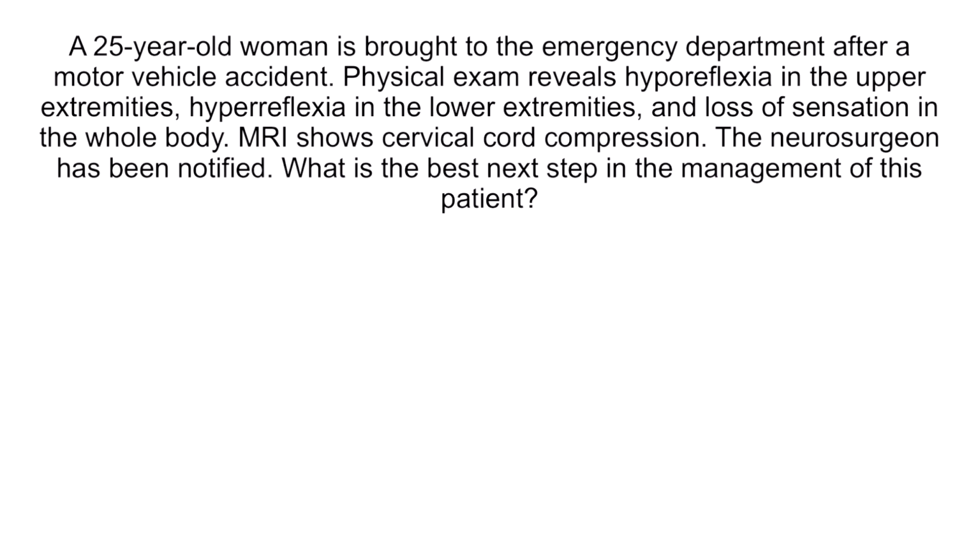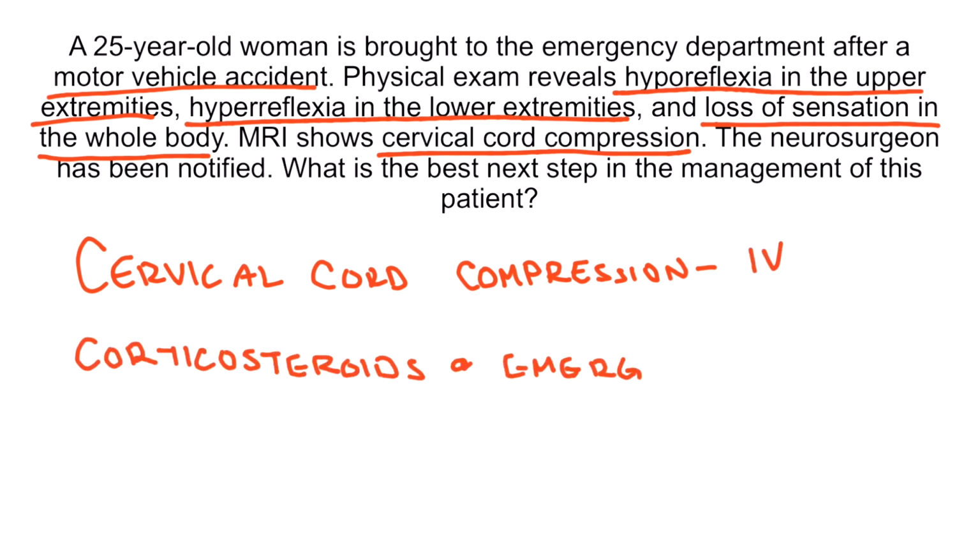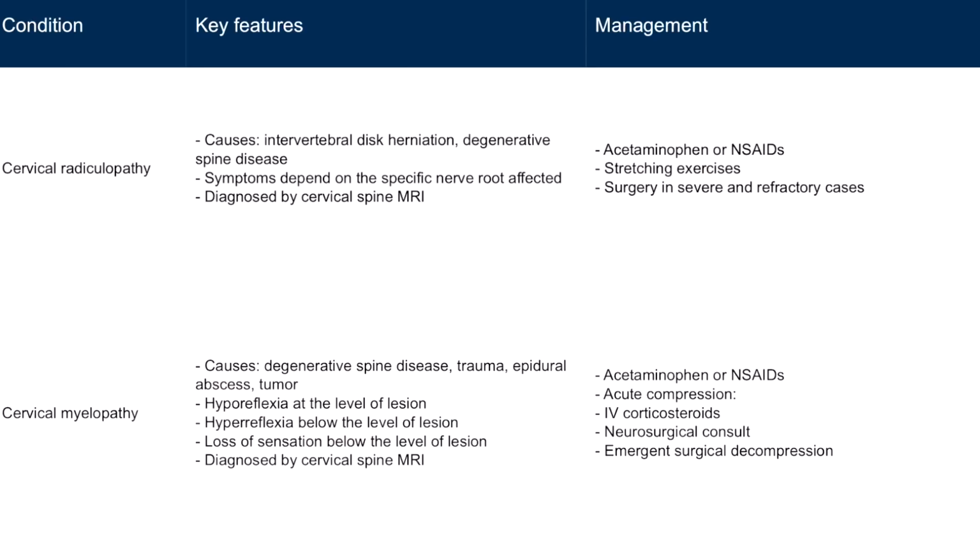The patient presents with neurological deficits after a motor vehicle accident. The physical exam reveals hyporeflexia in the upper extremities, hyperreflexia in the lower extremities, and loss of sensation in the whole body. MRI shows cervical cord compression. Therefore, this patient has acute cervical myelopathy. The best next step in the management of this patient is IV corticosteroids and emergent surgical decompression of the spinal cord. Here's a table summarizing cervical radiculopathy and cervical myelopathy. Pause the video and take a moment to consider this table.